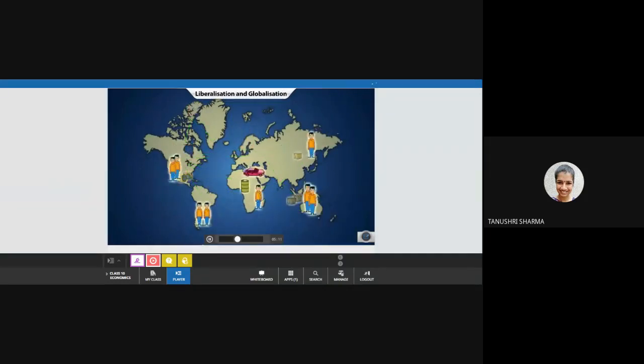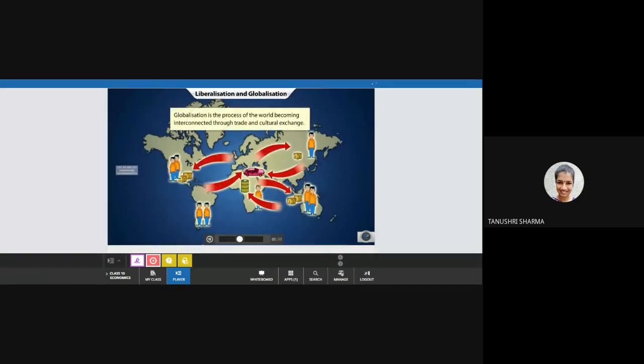This has facilitated the interchange of goods and services between nations. This integration or interconnection between the countries is called globalization. To define it further, globalization is the process of the world becoming interconnected through trade and cultural exchange. As a result, exchange of goods, people, food, information, and ideas across the world has become faster.